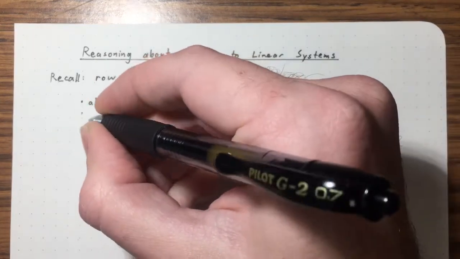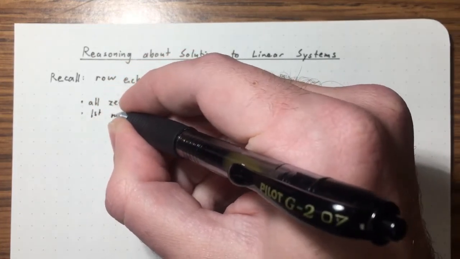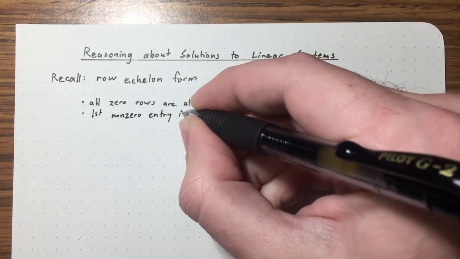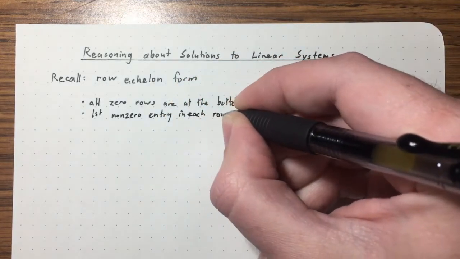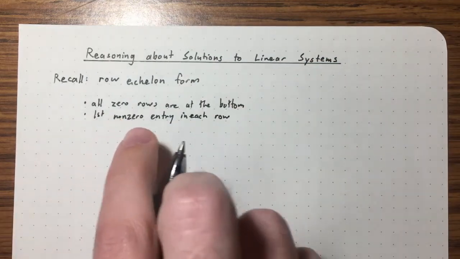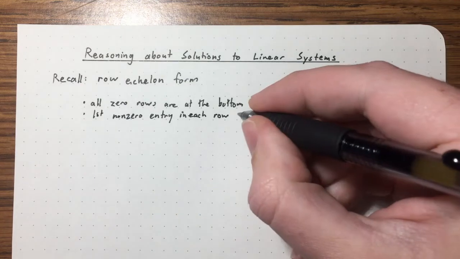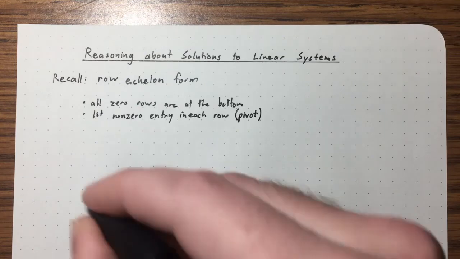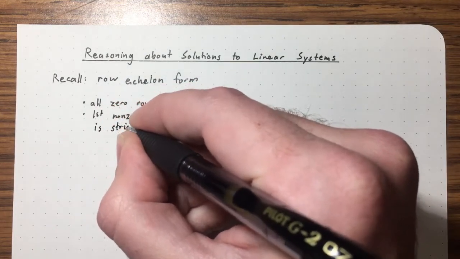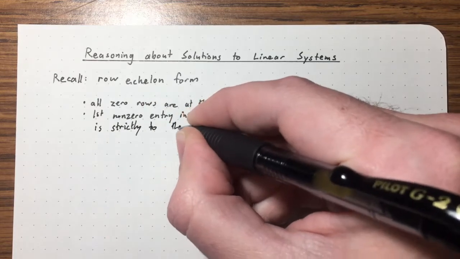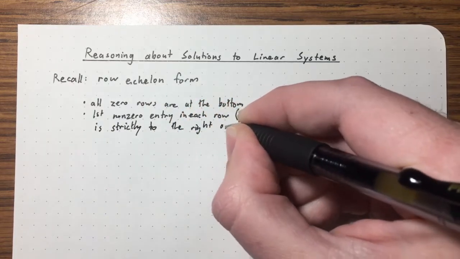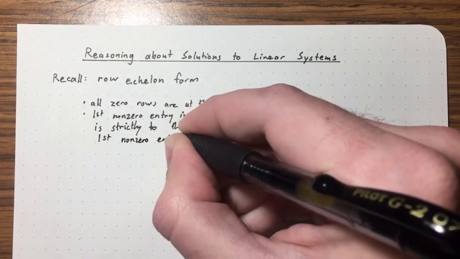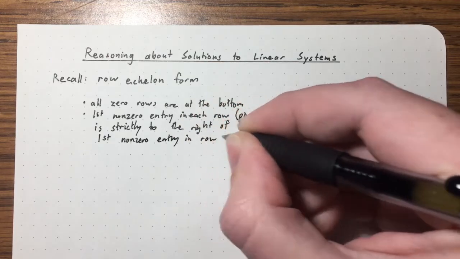And the other condition is that the first non-zero entry in each row, what is that called, by the way, the first non-zero entry in each row? That's called the pivot, right? So the pivot in each row is strictly to the right of the first non-zero entry in the row above. Okay.